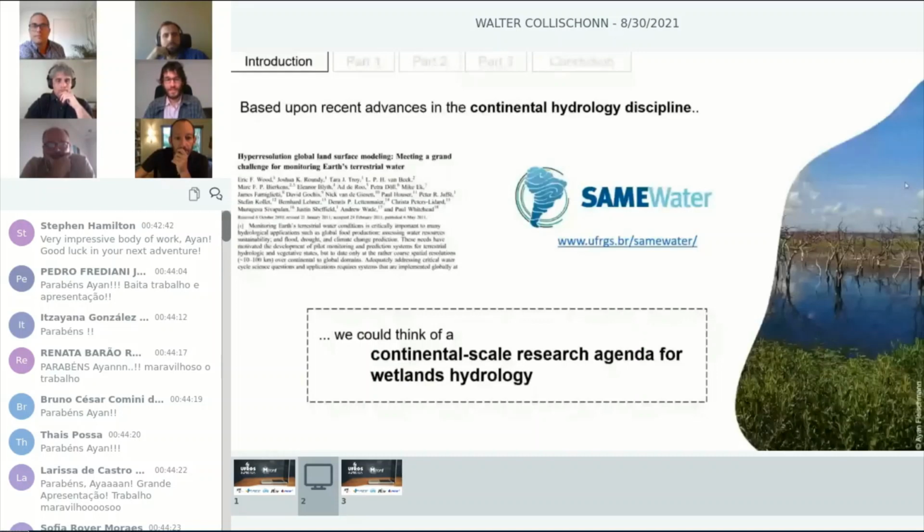And how to study wetlands from a continental perspective, and especially the hydrology of wetlands? For this, we can build upon recent advances in what has been called the continental hydrology discipline, which has been largely promoted in the last decade, and makes us understand water resources at a continental scale.